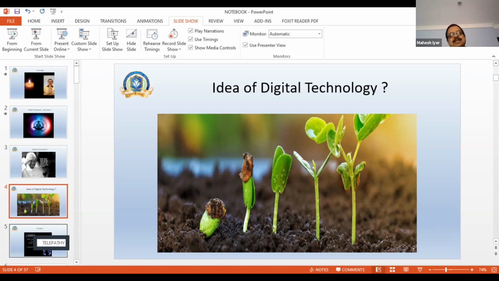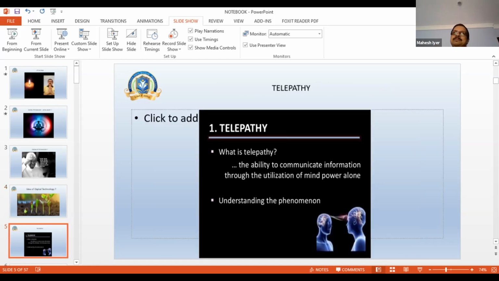But this technology has originated long, long back. The idea of technology came from the grandmother. All and everybody has this idea of technology. And long back, one scientist predicted that technology starts with telepathy. If anything happens to our beloved, we feel it. No media required. That was called telepathy. Telepathy is the ability to communicate without any media, understanding the phenomenon.